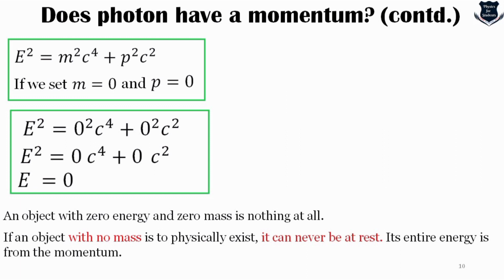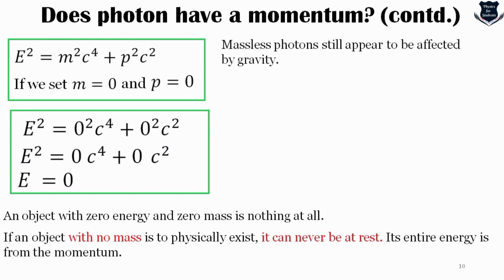Therefore, an object that can never be at rest must always travel at the universal speed limit c, which is the speed of light, because this speed has the interesting property that once an object goes at speed c in one frame of reference, it goes at the same speed c in other frames of reference. So to summarize, all objects with no mass can never be at rest and must travel at c, that is, the speed of light.